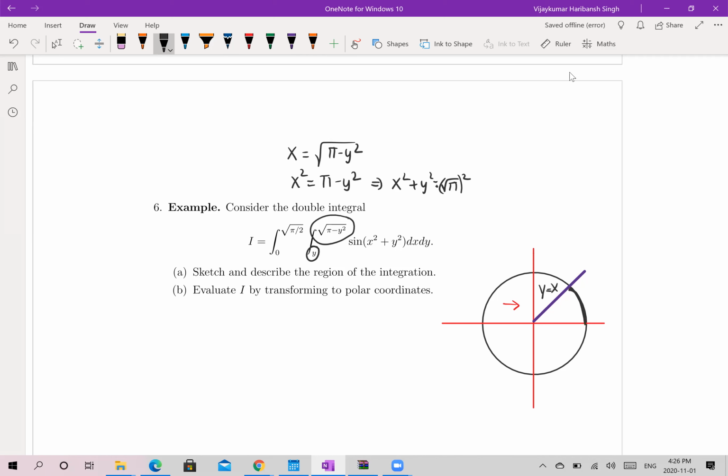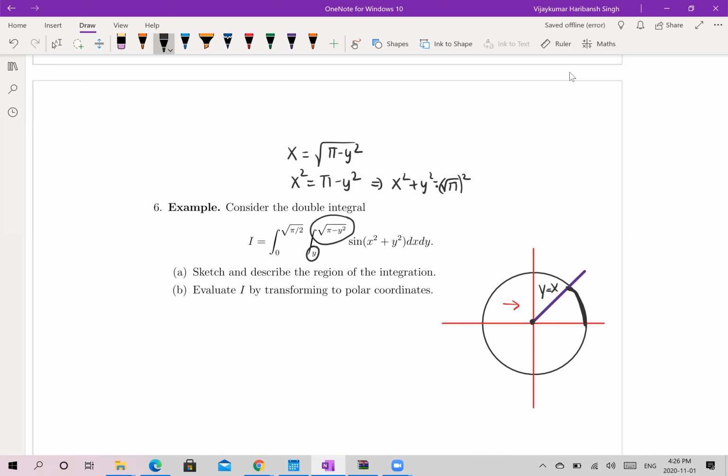This is the region for x. Now, what about y? Now, y changes from here to, let's see, so y is from 0 to square root of pi by 2. So 0 to square root of pi by 2.